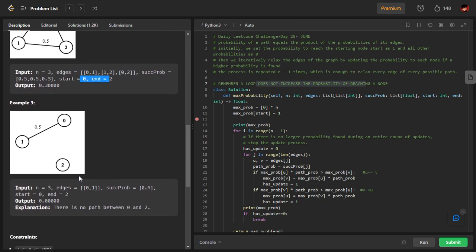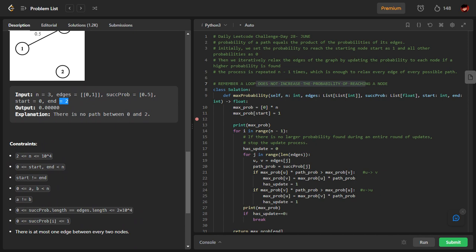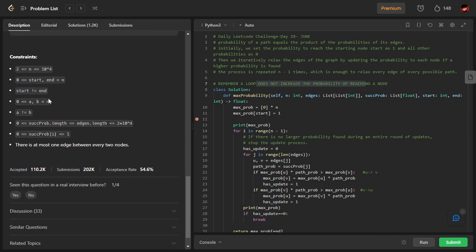In this case, you can clearly see the end is again 2, but the start is 0. So basically, there is no way to reach 2 from 0. So the answer is 0. There is no probability as such. The path has 0 probability. That's what we are trying to convey. And yeah, that was all.